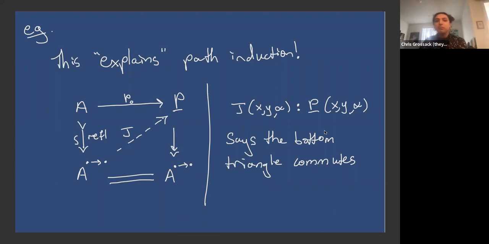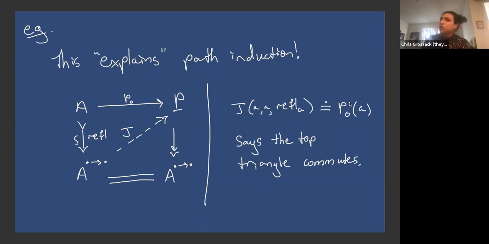And if we look at the computation rule, this is telling me that J, if I evaluate J on A, A, refl A, then I should get P naught of A. And indeed, if I look at commutativity of the top triangle, I send A to A, A, refl A, and then I hit it with J, and I should, by commutativity, get P naught of A. And that's exactly what the computation rule buys me. So in some sense, path induction is telling me something about this model structure.